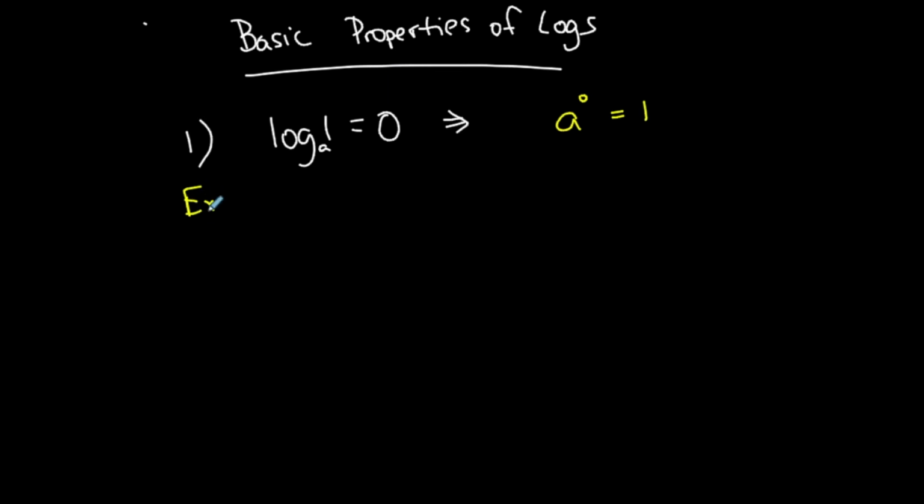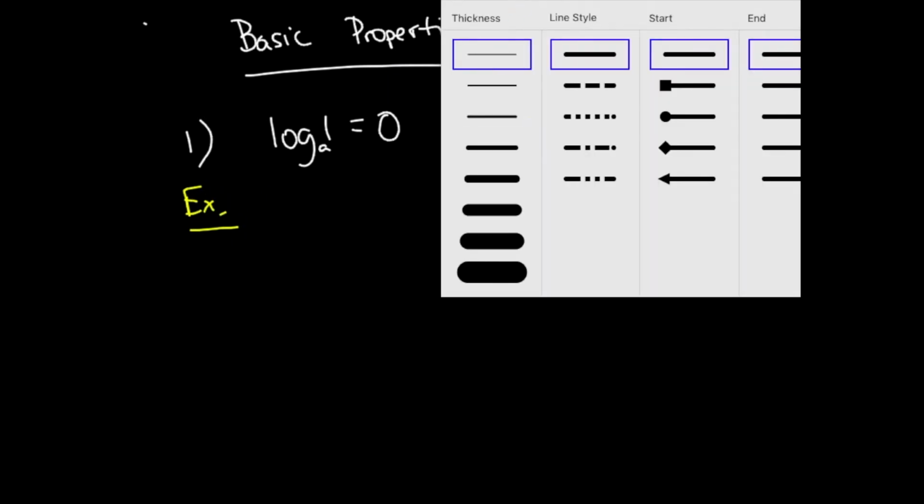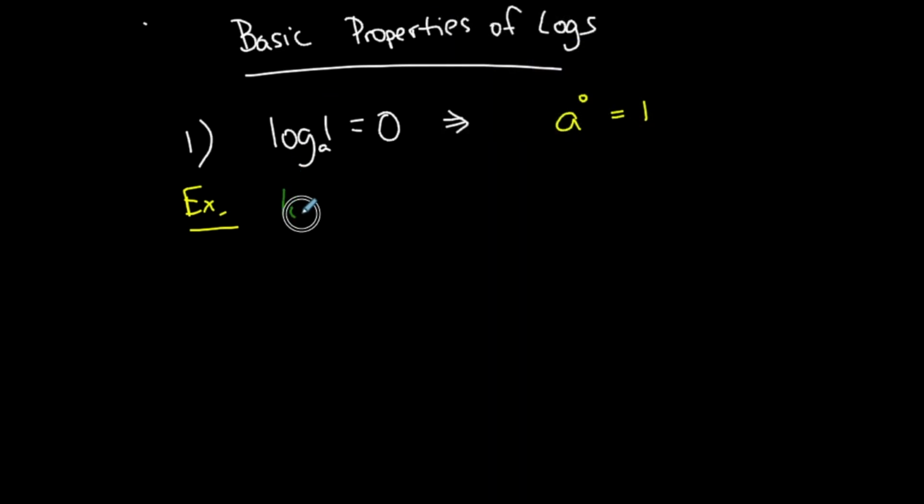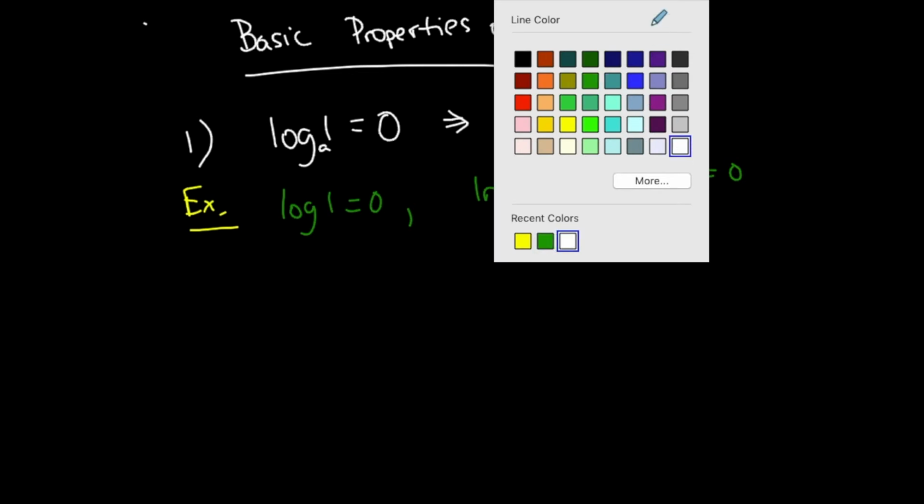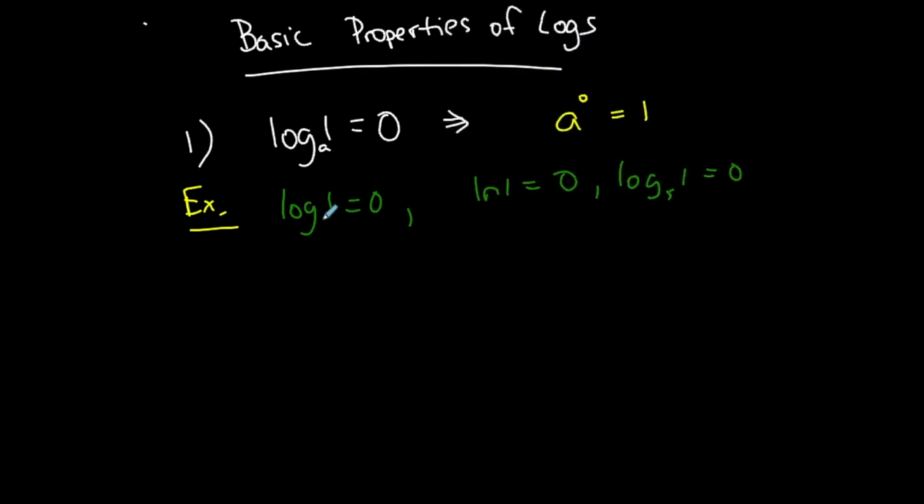So for example, let me just do some examples here. So log of 1 is 0. Base 10, right? Log of base 10 of 1 is 0. ln of 1 is 0. These are all the same thing. It doesn't matter if I write log base 5 of 1 is 0. These are all true. Okay? Log of any base of 1 is always equal to 0.